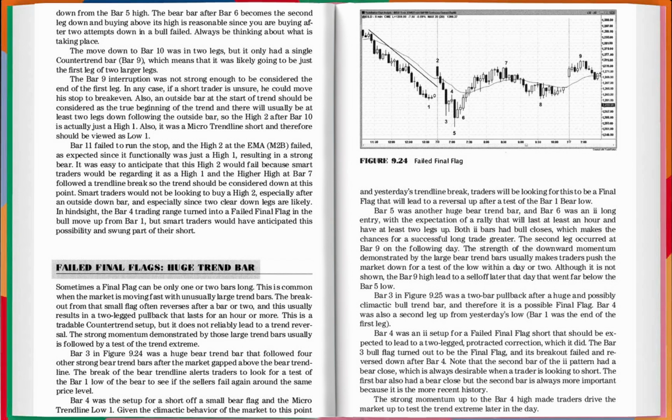The bar 3 bull flag turned out to be the final flag, and its breakout failed and reversed down after bar 4. Note that the second bar of the Roman 2 pattern had a bear close, which is always desirable when a trader is looking to short. The first bar also had a bear close, but the second bar is always more important because it is the more recent history. The strong momentum up to the bar 4 high made traders drive the market up to test the trend extreme later in the day.